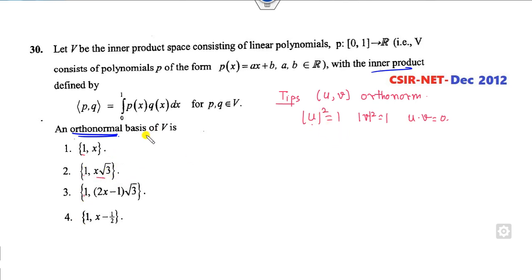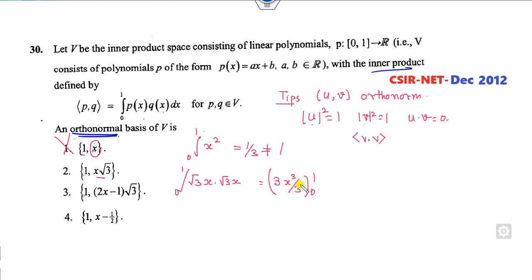Now look at this option. If I write in the inner product space, it's v comma v. So firstly x comma x, it's x square. Clearly it's 1 over 3 which is not 1, so cancel out. Now x root 3, x root 3 is this into this. So what is that? It's 3 outside, x square, x cube by 3 from 0 to 1. It is 1.